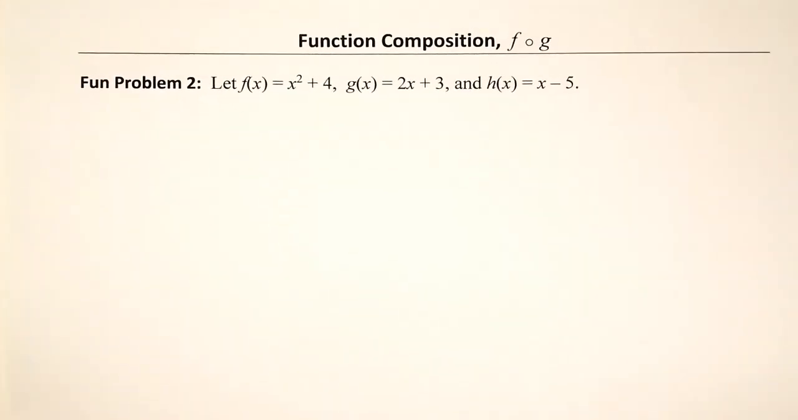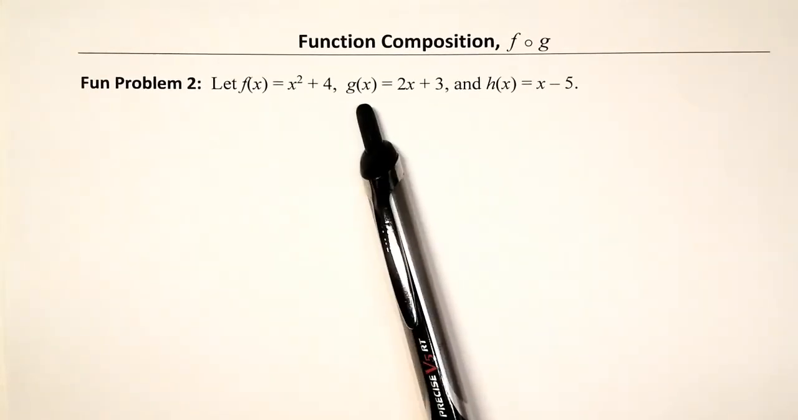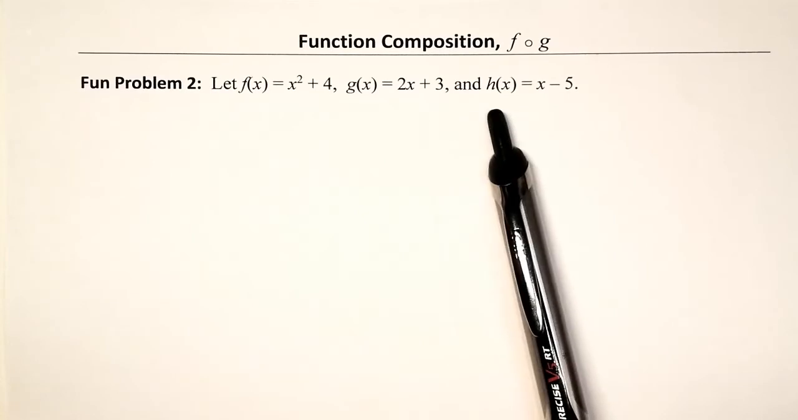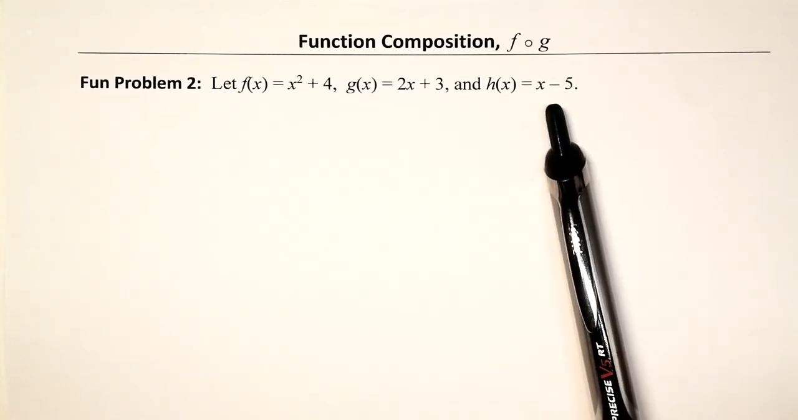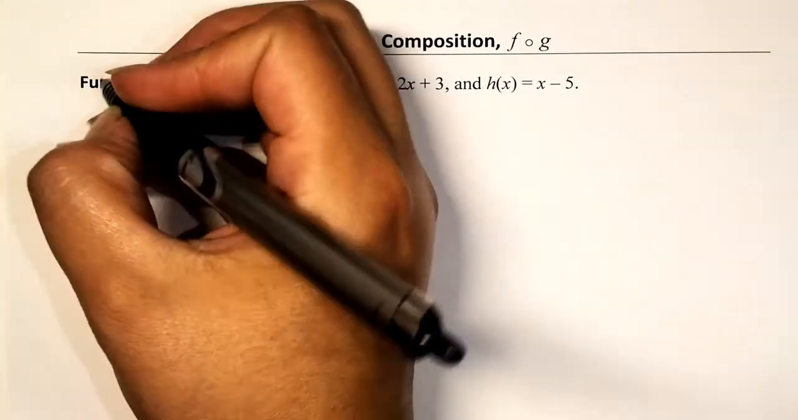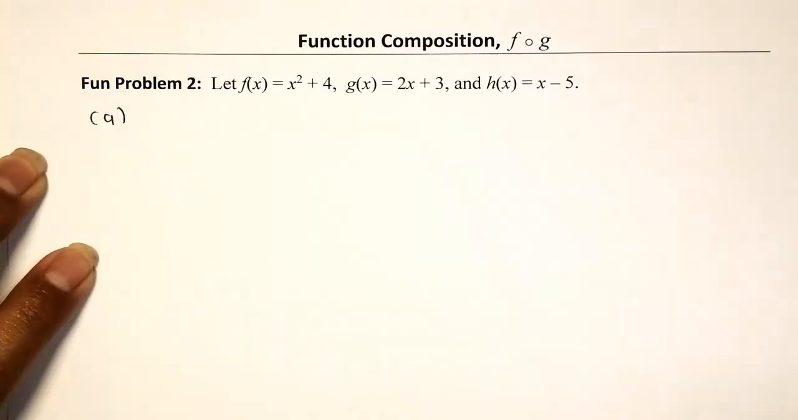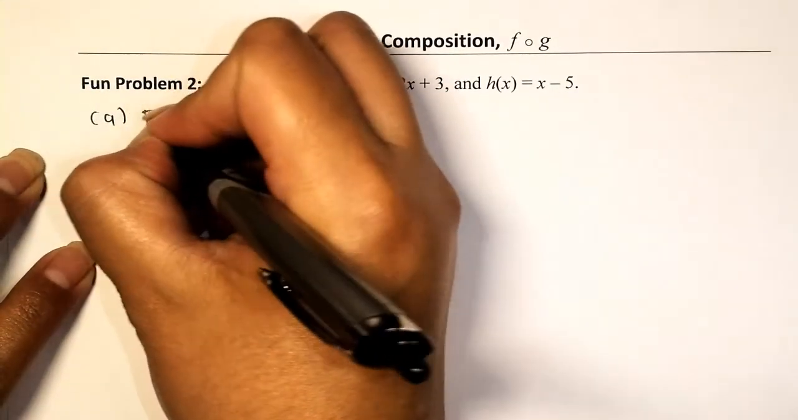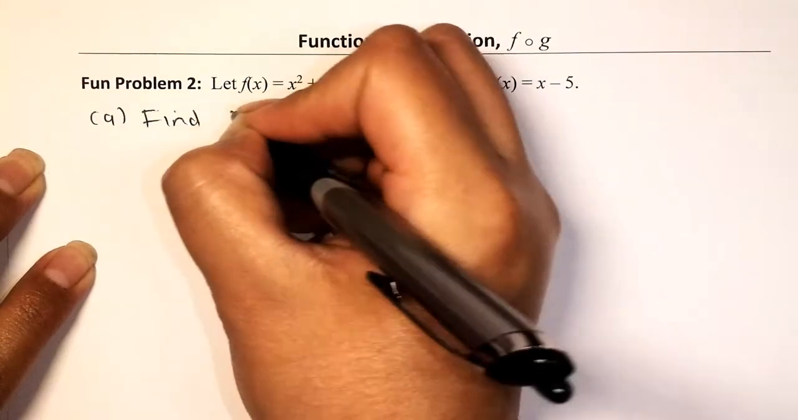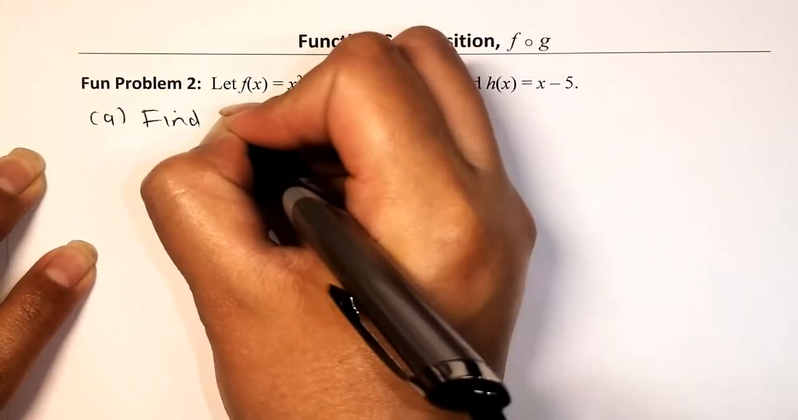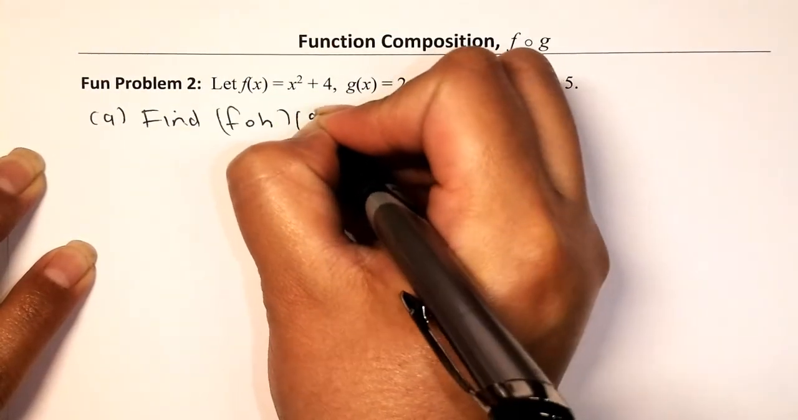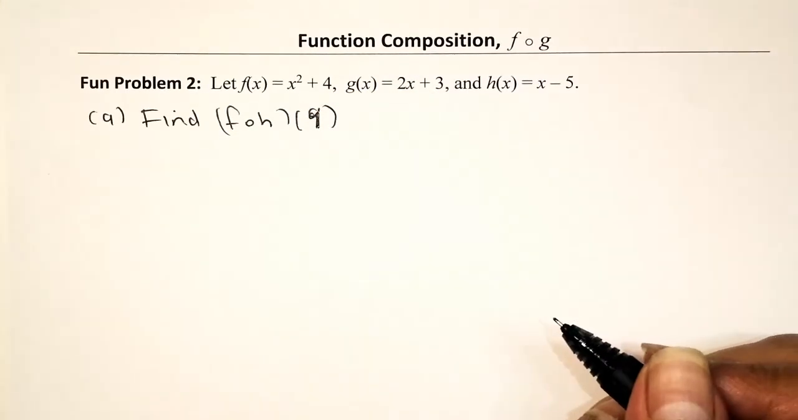Okay, so let's do this. So we had let f of x equals x squared plus 4, g of x equals 2x plus 3, and h of x equals x minus 5. Okay, so we're going to do 2 problems and we're out. Problem A. Problem A, I want you to find f of h of 9.